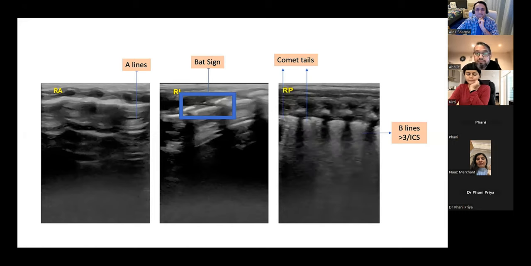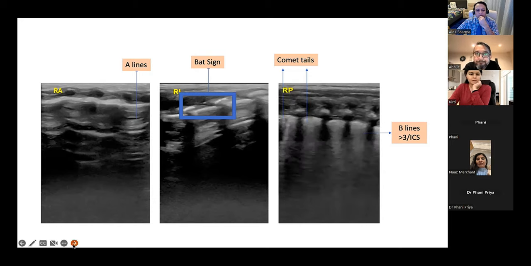So my best bet would be B lines. As we can see, there is some loss of gain in the image on the lower portion. So we might have lost the acquisition there, but my bet would be it is still a B line because it's erasing the A lines.